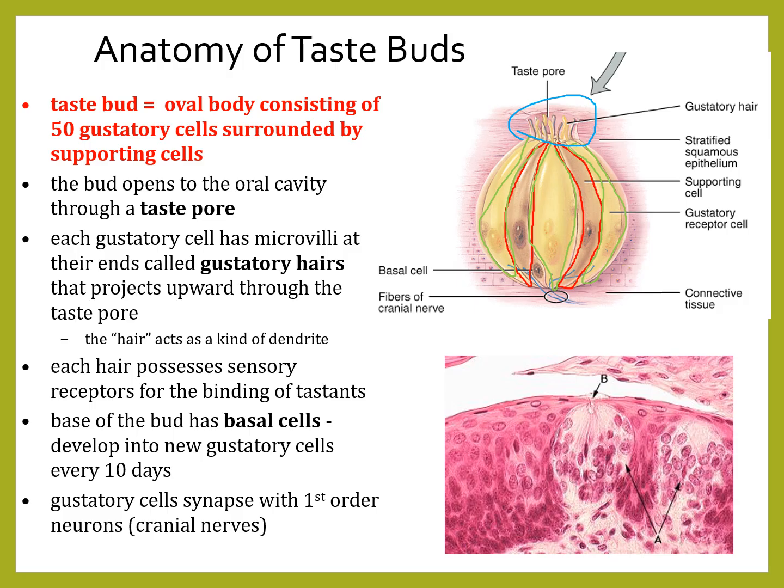Another thing I want you to pay attention to is this structure here that I'm going to highlight in red. Again, I'm going to circle it right next to here. It is called a basal cell. I want you to think of these as being the stem cell of the taste bud.